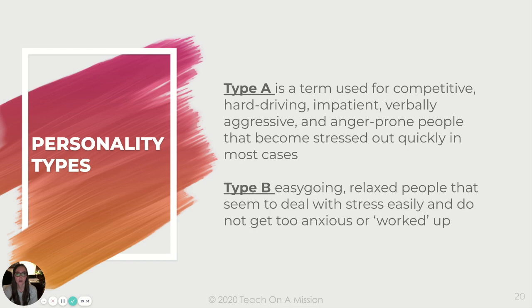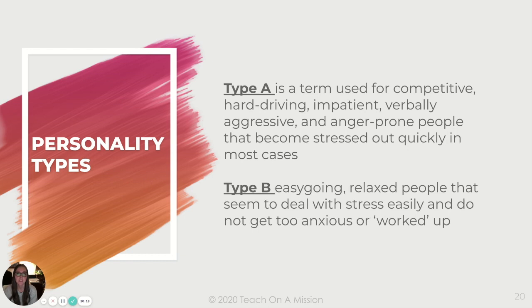You might be thinking, well, I become stressed out really quickly in most cases, but I'm not angry. You don't have to have all of the things, right? But just think about, are you someone who's really competitive? Do you tend to be impatient? Do you tend to get aggressive more quickly than someone else? Do you tend to lash out quicker? Do you tend to get stressed out quickly in most cases? Like something that might not stress your friend out really stresses you out. You might be a type A person, okay?